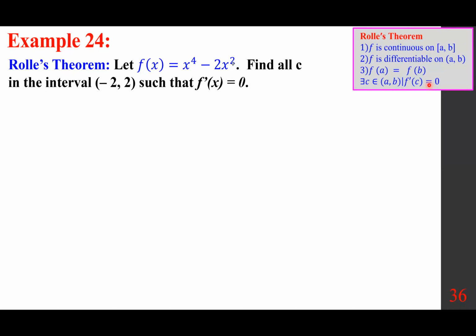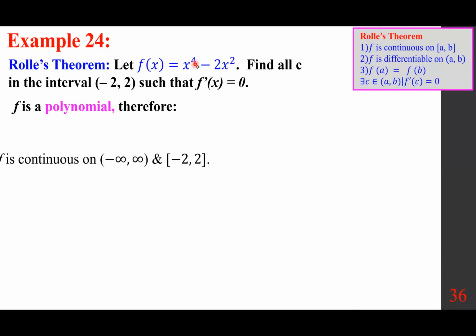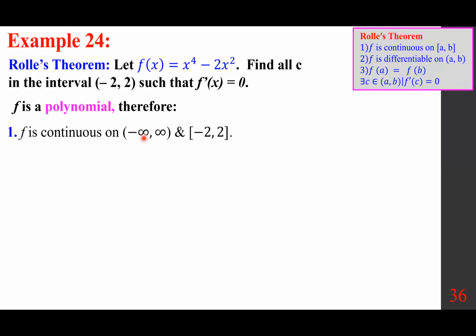So what type of function is this? It's a polynomial of degree 4. Therefore, the first two are satisfied. Because we know it's a polynomial, f is continuous from negative to positive infinity, therefore it's continuous on the closed interval, and it's differentiable on the open interval of -2 to 2. These two are the direct effect of being a polynomial. Polynomials have no problems. They are continuous and differentiable everywhere.